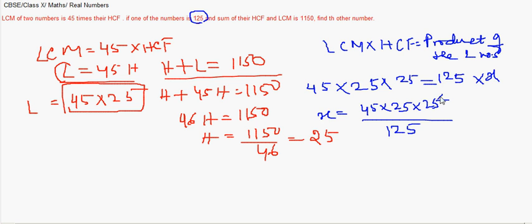So 25 into this is 5, so this also is 5. Now 45 into 5 is 225. So in this question, when one number was 125, the other one will be 225.